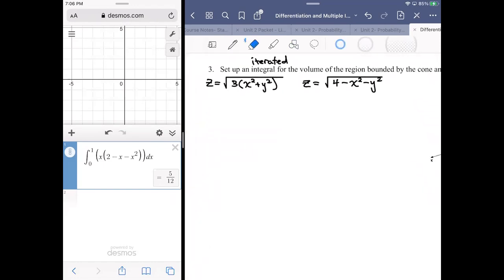In the first case, we have a 3 that can be factored out of the radical as a radical 3. So we're looking at z equals radical 3 times radical x squared plus y squared. We'll hold that thought for a second. For the second piece, I have a negative that can be factored out. So 4 minus x squared plus y squared. That might be helpful. We'll see in a minute.